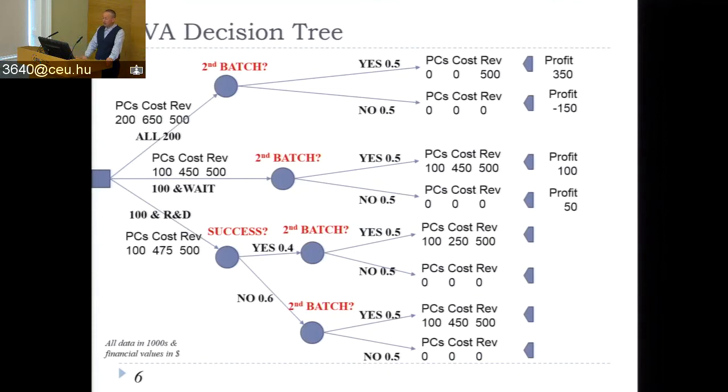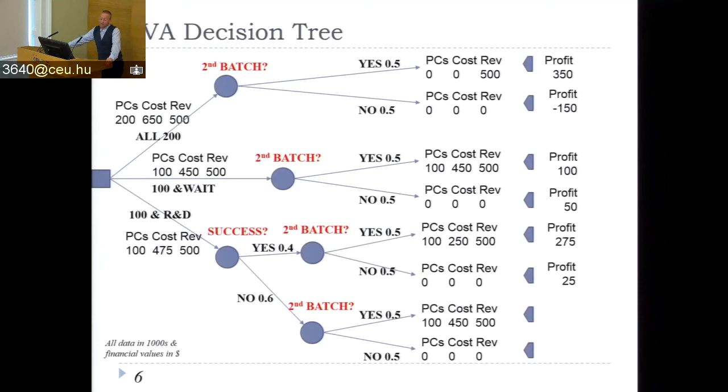If we do the R&D, in that case, if the R&D is successful and Boston Dynamics is asking for the second batch, we have a profit of 275. If it's not asking for the second batch, then the profit is only 25, because the initial profit of 50 is reduced by the R&D cost.